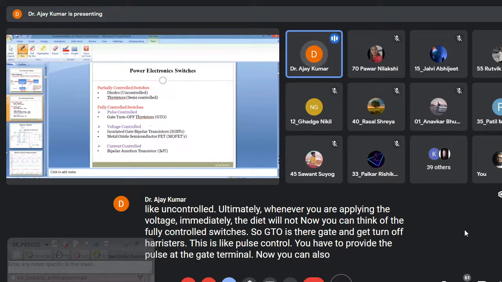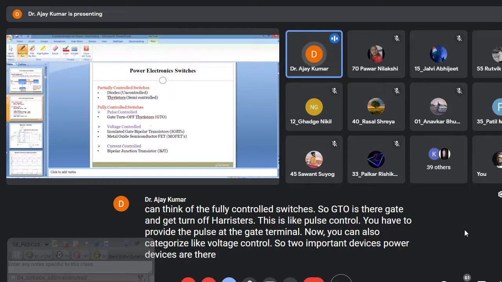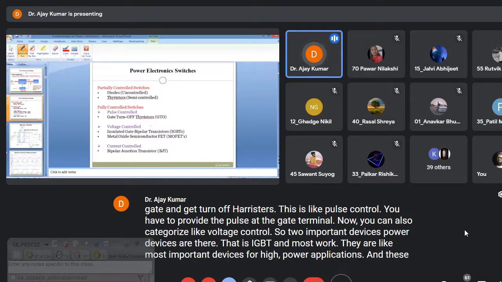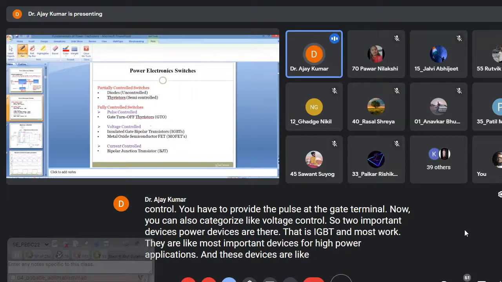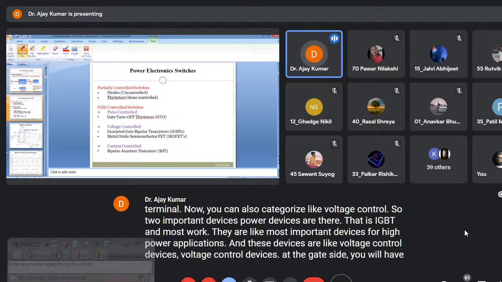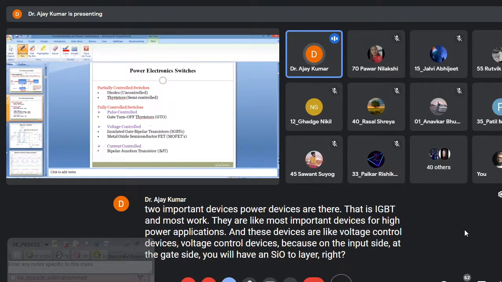So two important power devices are there, that is IGBT and MOSFET. They are the most important devices for high power applications. And these devices are voltage control devices, because on the input side or at the gate side you will have one SiO2 layer, right? And there is no direct connection between the gate terminal and the inner N channel layer.